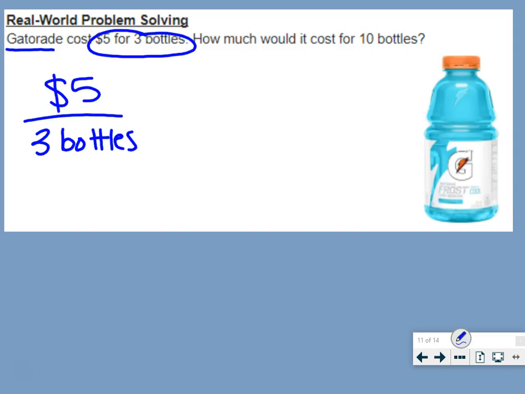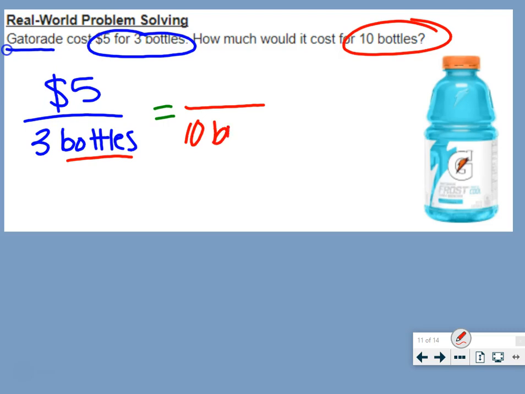How much would it cost for 10 bottles? Well, the ratios would be equal. So we're going to put an equal sign in the middle. We're going to set up a nice proportion. And on this proportion, we know 10 bottles. So bottles go on the bottom, 10 bottles. And we want to know the money, because we're trying to figure out how much would it cost. So that's going to be what we're trying to figure out.